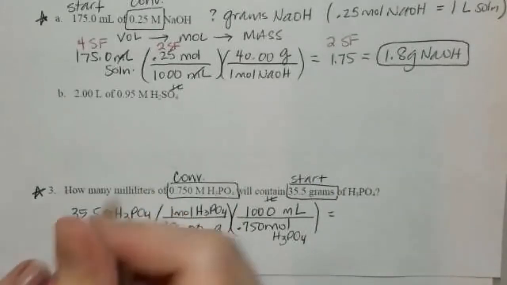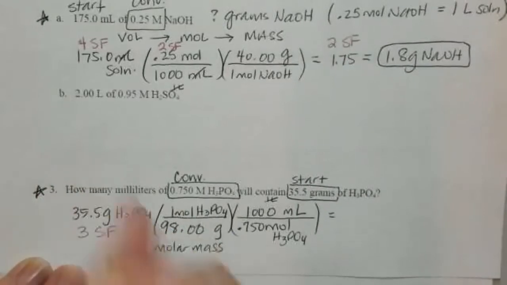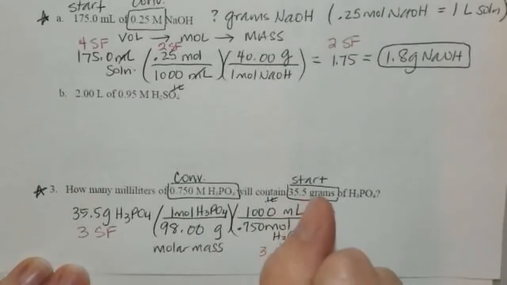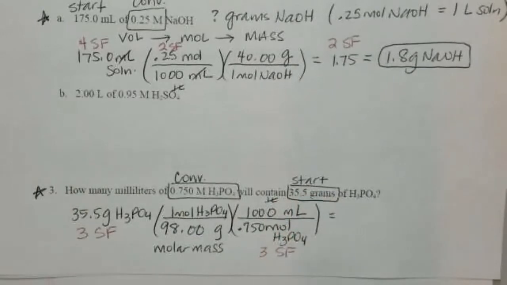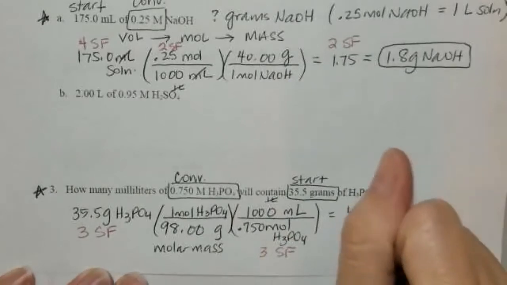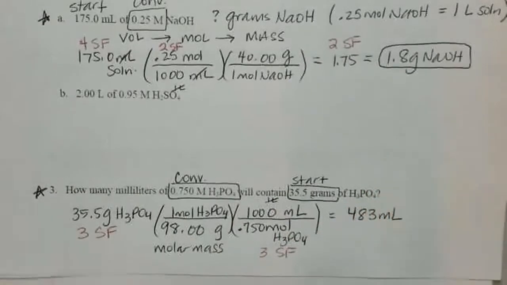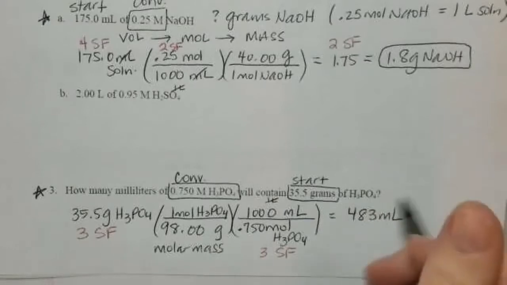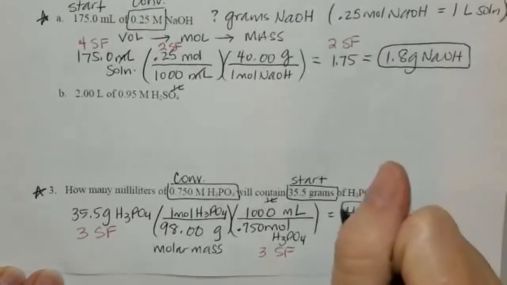And when I check my significant figures, my mass measurement at the beginning had 3 significant figures. My molarity term also had 3 significant figures. And so what I end up with here to 3 significant figures is 483 milliliters. And I just like to type things in twice because you never know. Yeah, 483 milliliters would be needed.